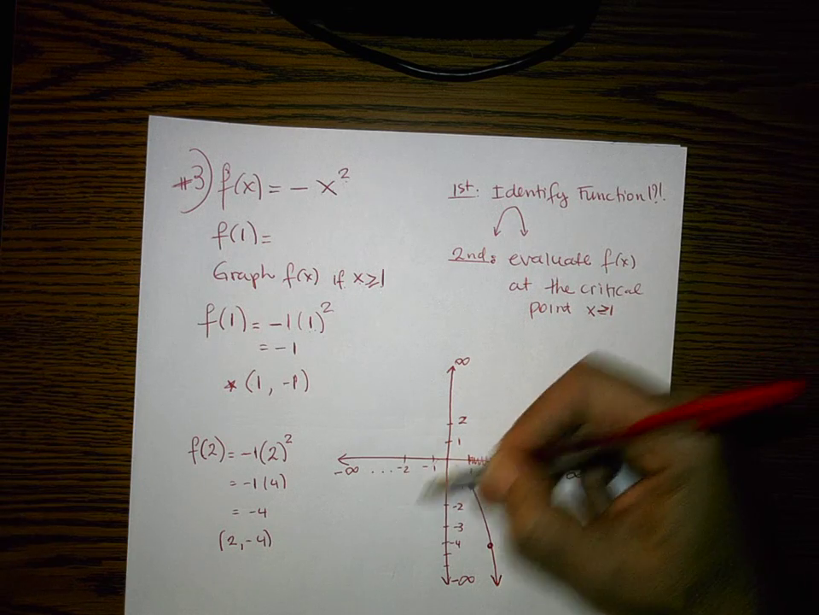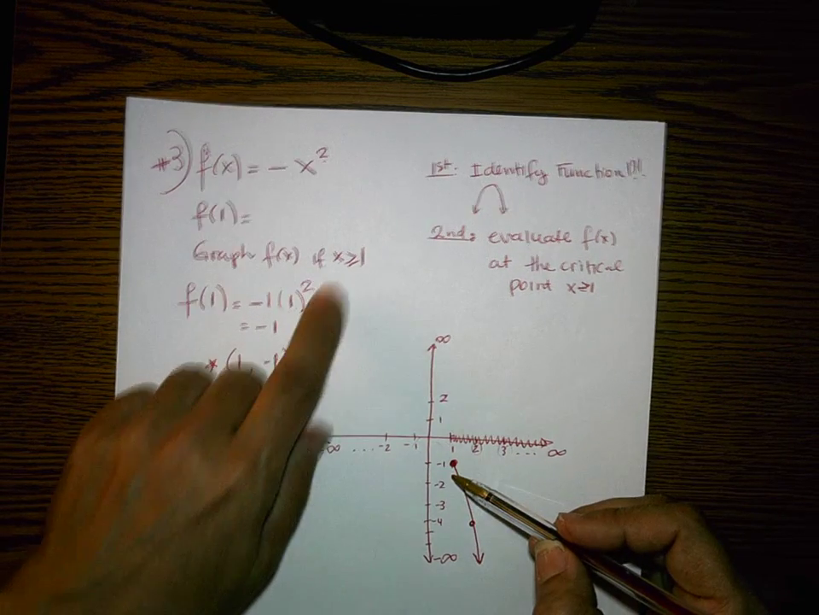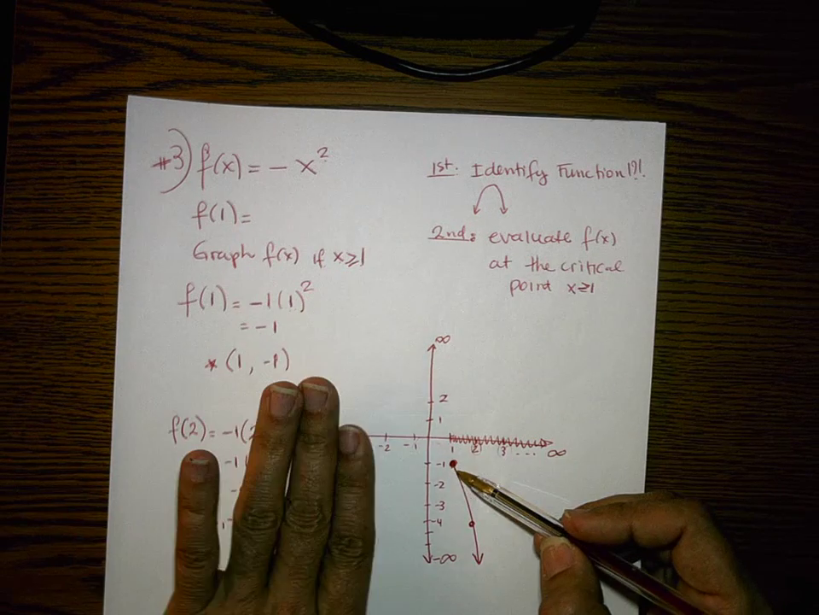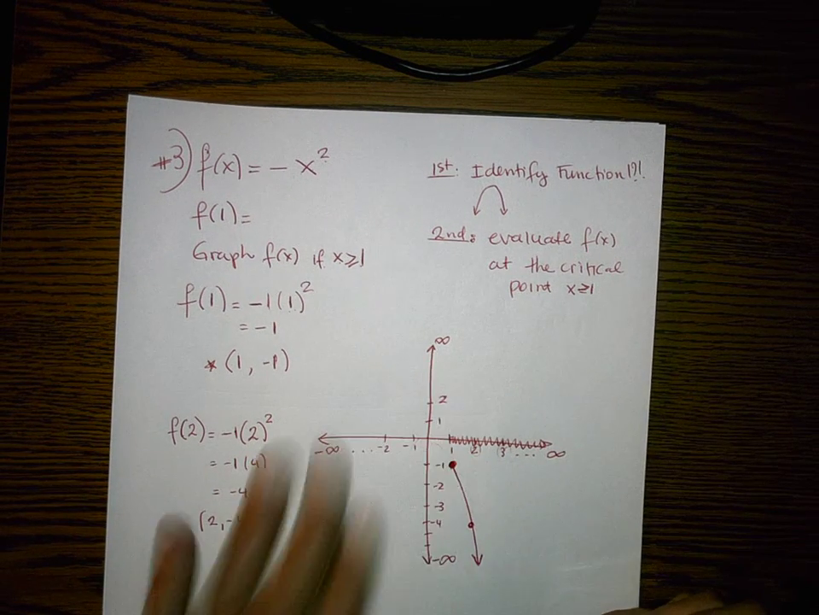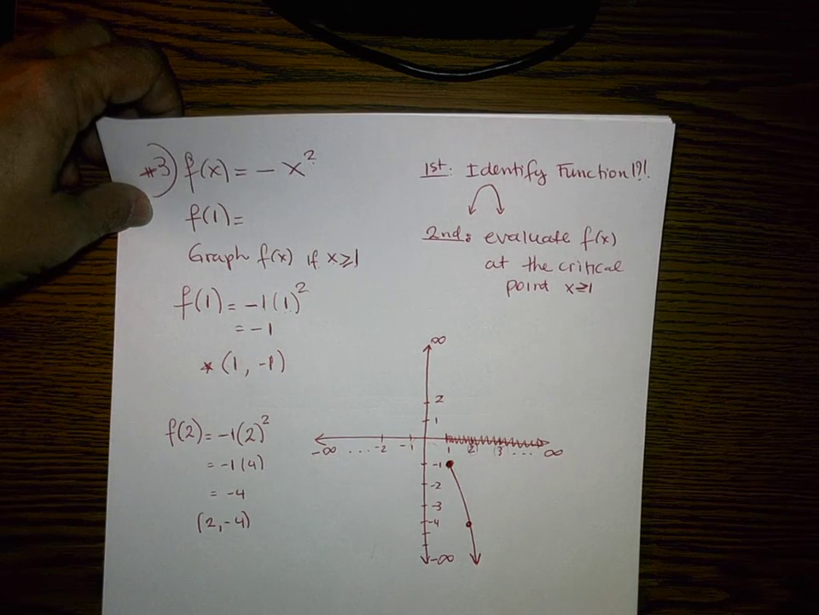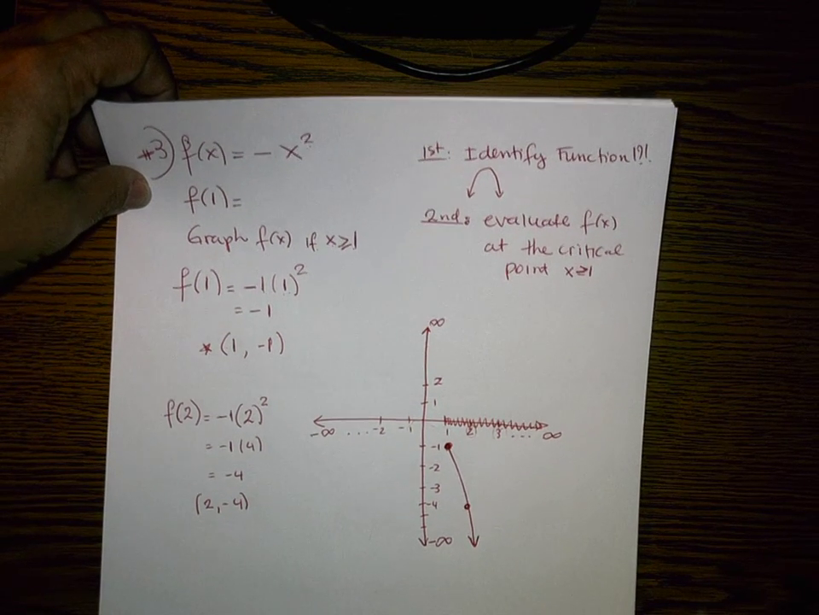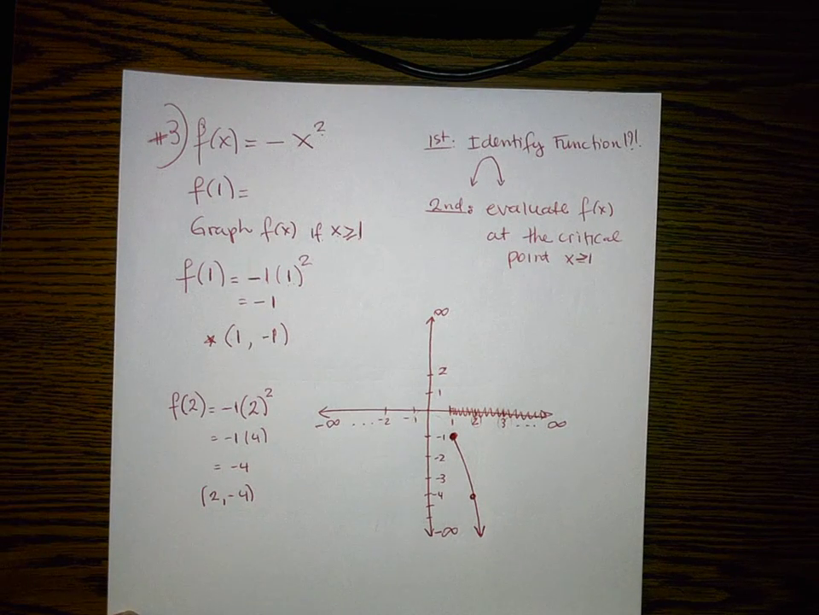But I'm not interested in the entire parabola. I'm only interested in x's that are greater than 1. There's a restriction right here. I only want to see this portion of the parabola, okay? And that's one example of domain restriction, graphing domain restricted functions, okay? That's what number 3 looks like.